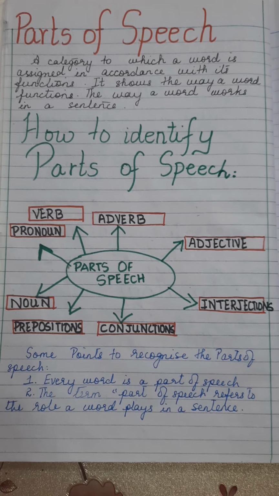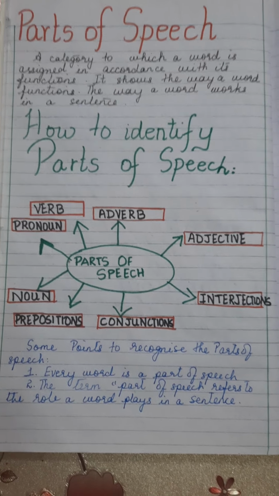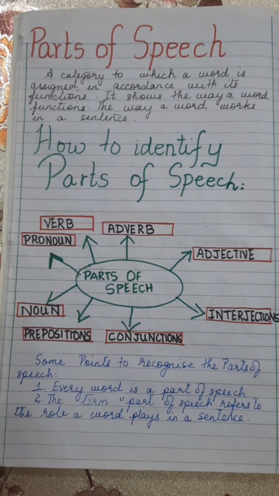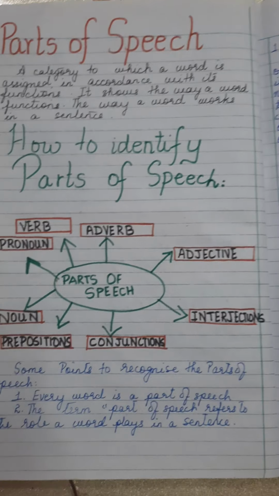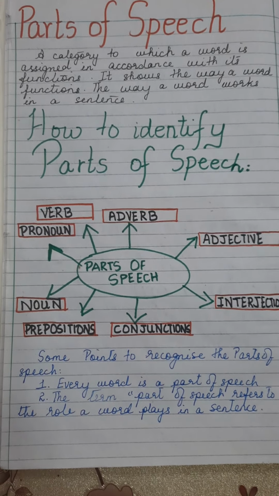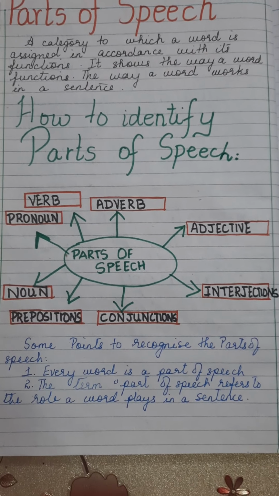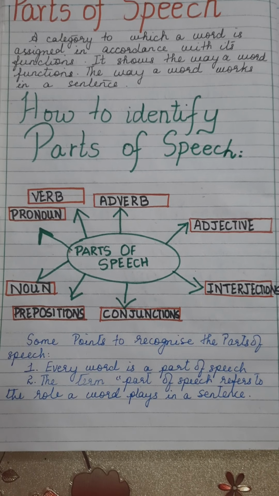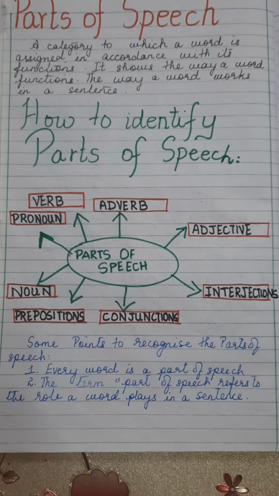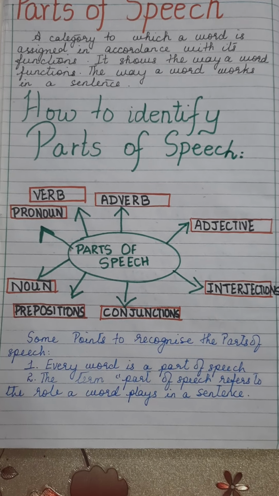Now, how to identify parts of speech? Basically, there are 8 parts of speech. The 9th one, articles, are also at times added to it because they are an integral part. I'll name the parts of speech that are mostly used. The first one is always noun, then pronoun, verb, adverb, adjective, interjections, conjunctions, and prepositions. Now, some points to recognize the parts of speech. Every word is a part of speech. The term part of speech refers to the role a word plays in a sentence.